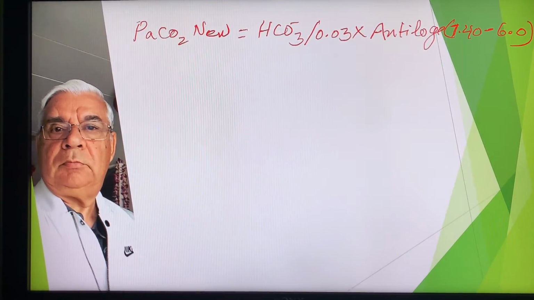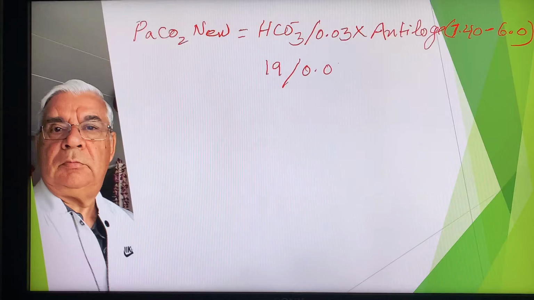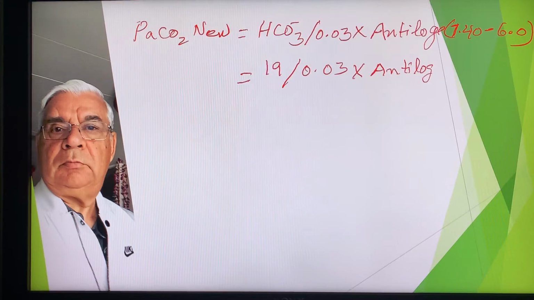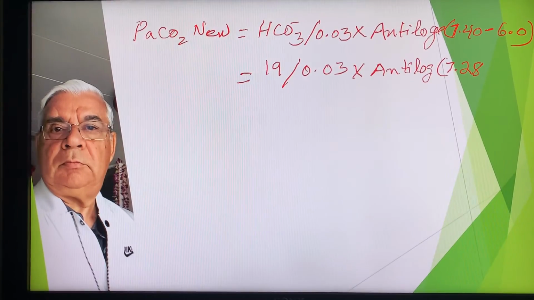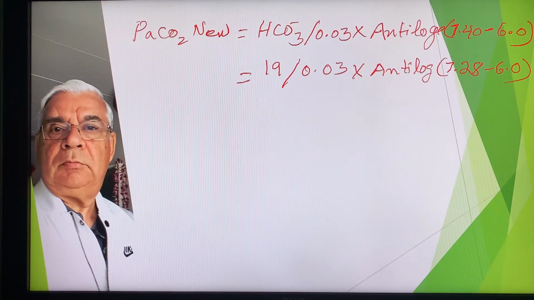the pH. If we look at this, the bicarb is 19 milliequivalents per liter, that's given, divided by 0.03 multiplied by antilog of 7.28. That's the pH given to us, minus 6.0. That is given.